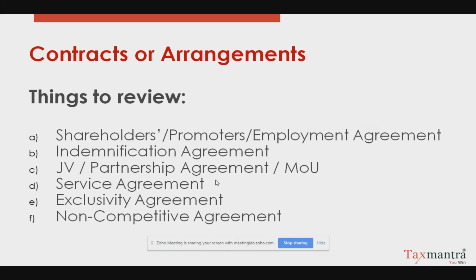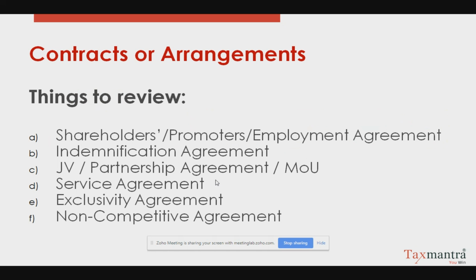and employment agreements. Another agreement is the indemnification agreement. An indemnification agreement is an agreement which the company and the promoters or the founders sign with a third party, wherein they say that if there are some kind of losses made, then the company would indemnify that third party.